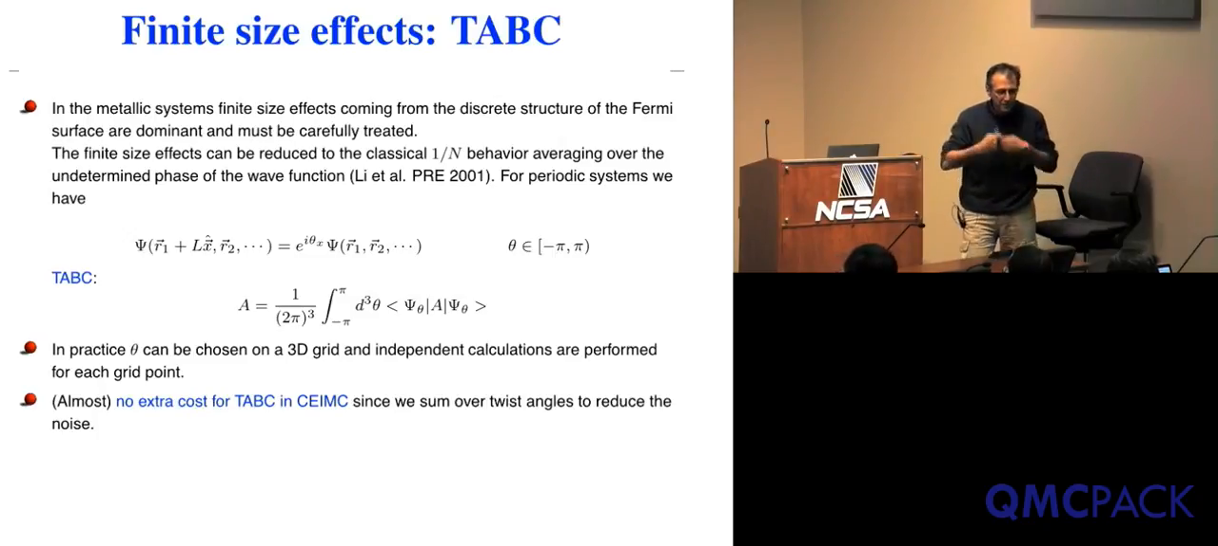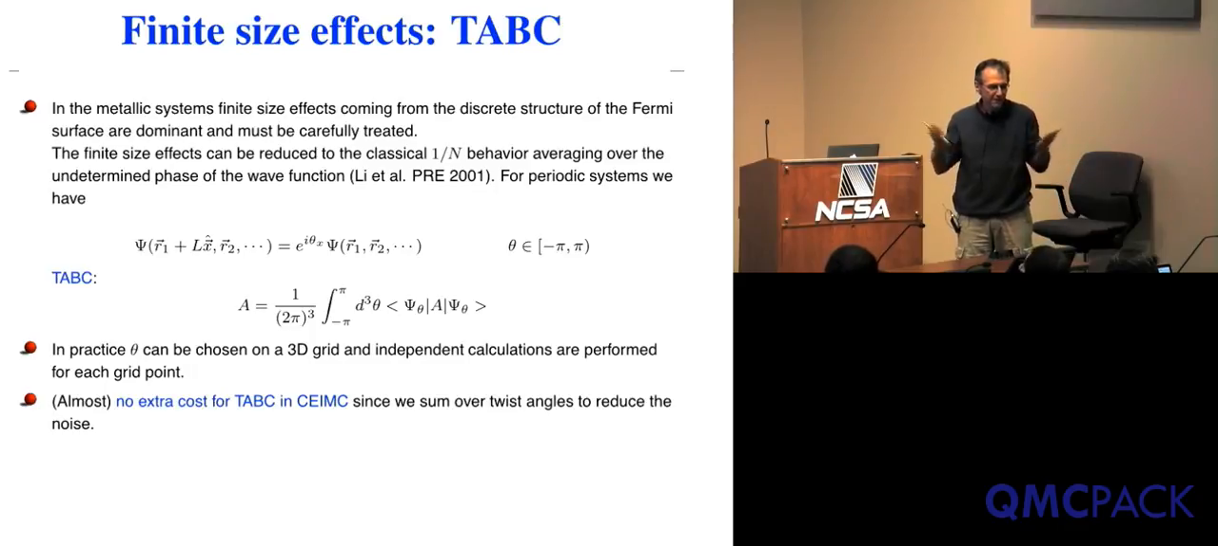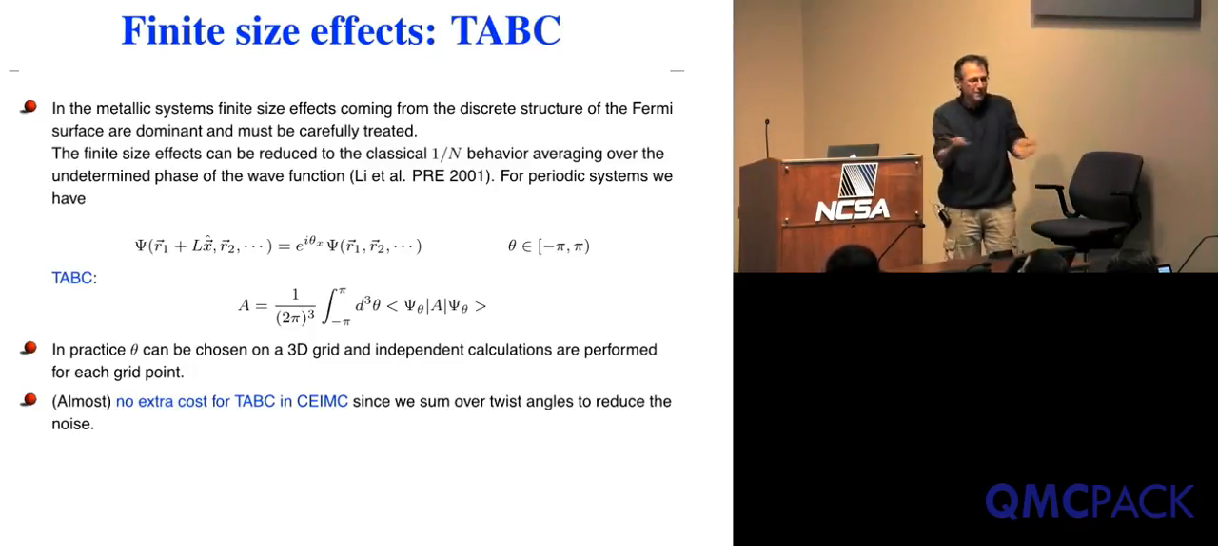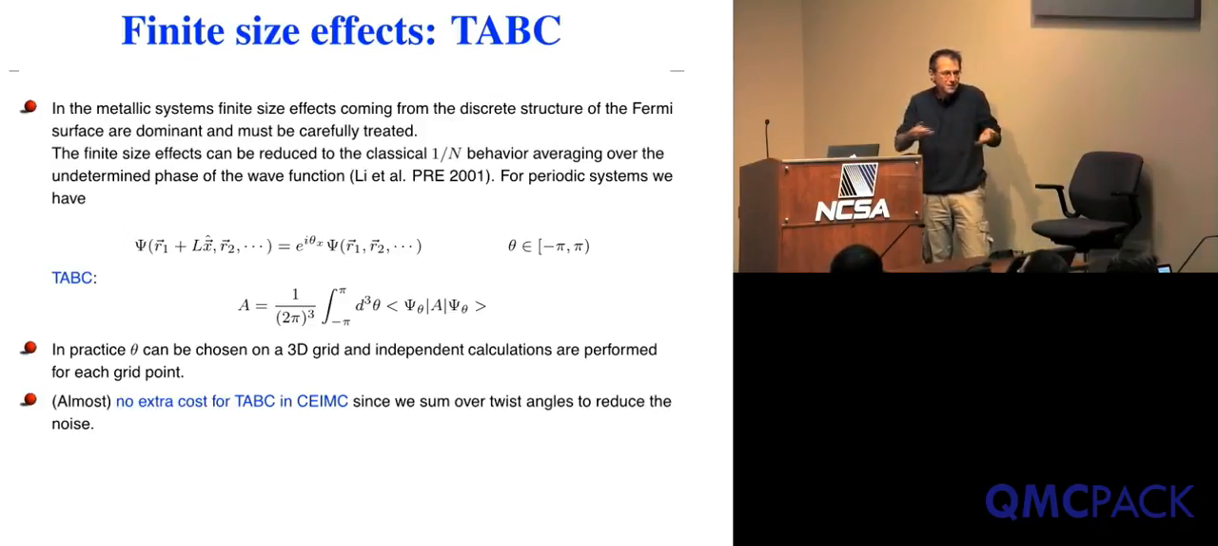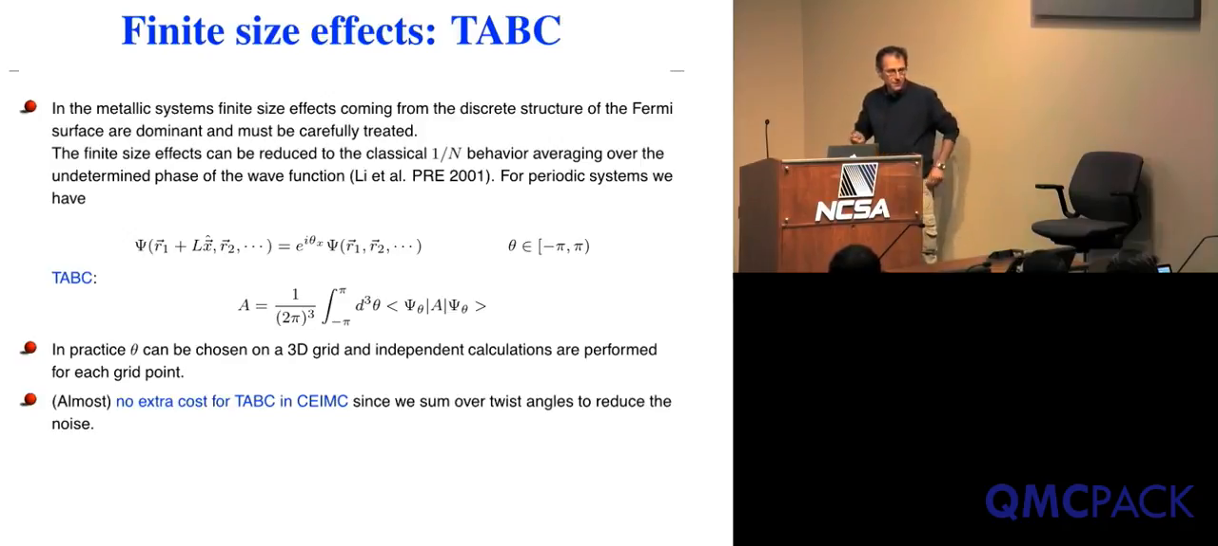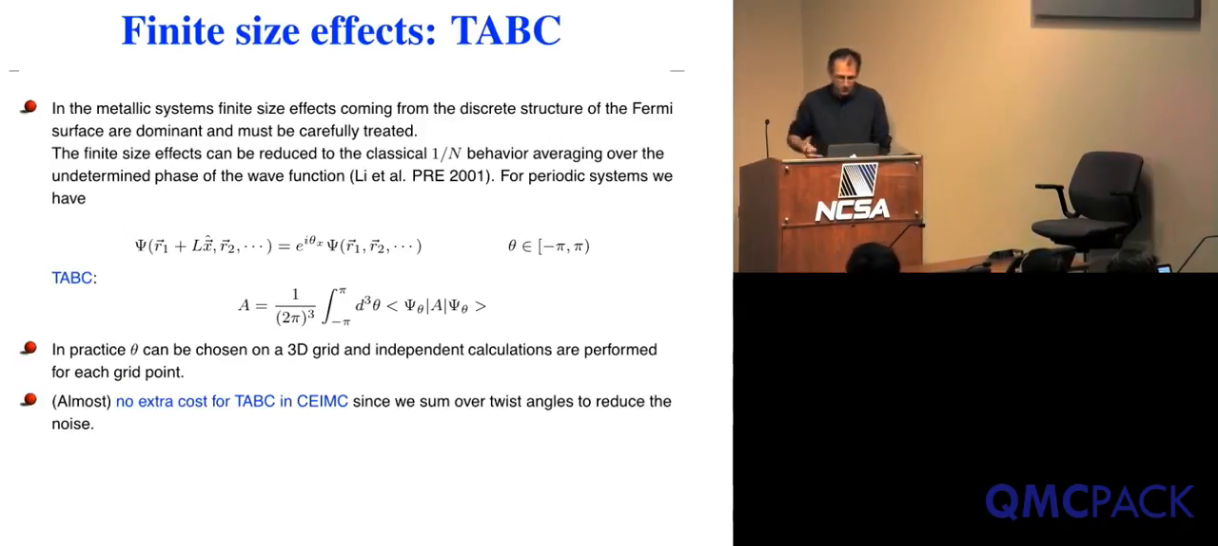So you have to repeat your electronic calculation many times anyway, because you have to decrease your noise. So why not do 100 different twists, and then accumulate the energy difference? This automatically reduces the noise and you reduce the size effect. So that's why there is no extra cost. Because in any event, you have to do all this job. So better to change the twist.